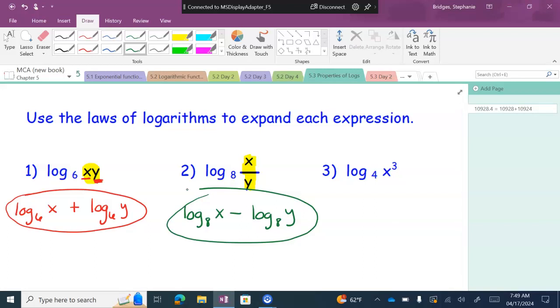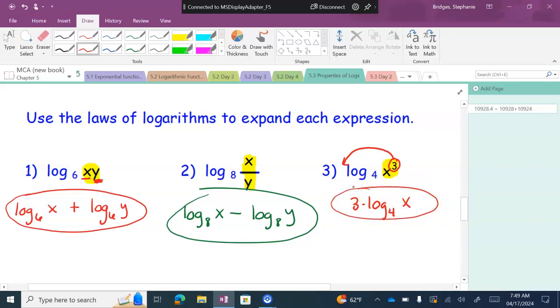And then the third one, I have log base 4 of x to the third. Again, I'm looking at the argument. Do I have a product? Do I have a quotient? Do I have an exponent? Exponent. So that rule says that I can then take this exponent and I can move it to the front of the log and multiply it. So it would be 3 times the log base 4 of x.